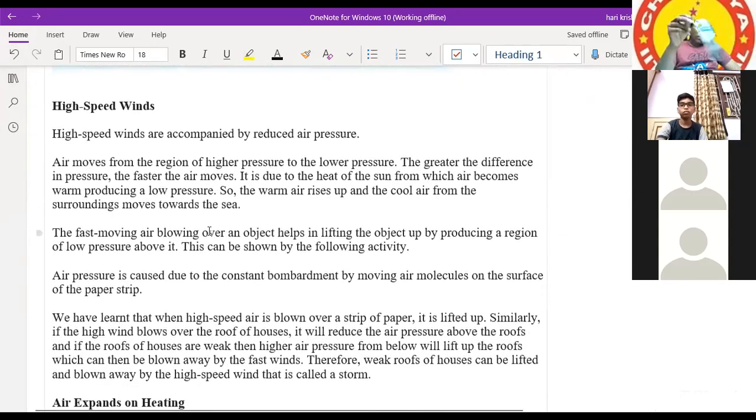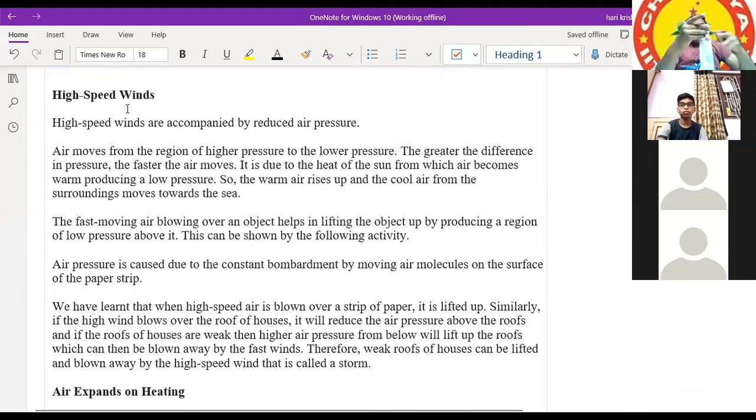So same thing again, you can see here. As high speed winds are accompanied by reduced air pressure, air moves from the region of high pressure to the low pressure area. The greater the difference in pressure, the faster the air moves. That means the wind will blow at a faster speed. If the difference between the air pressure is very high between the two regions, the air will move at a faster speed, so the wind speed will also be very high.